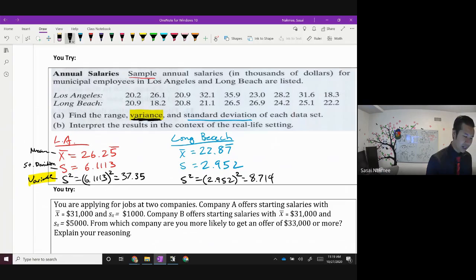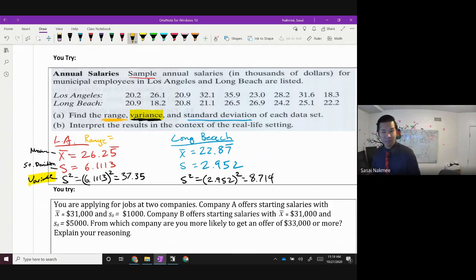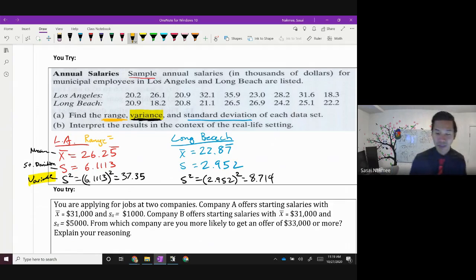How do you calculate range? Do you guys remember how to calculate range? What do we do to calculate range? Is that easy or hard? How hard is range? What do you think? Big number versus small number. That's right. I like how you spelled small.